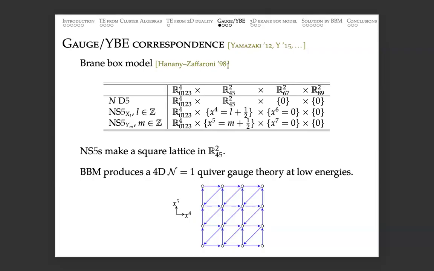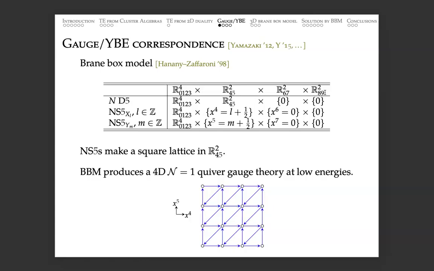Okay, I consider a 10-dimensional string theory, actually type IIB string theory, and I take the 10-dimensional space-time to be just R^10, but I divide this 10-dimensional space-time in this form: R^4, where 0, 1, 2, 3 means that the coordinates are x0, x1, x2, and x3. So you have R^4. You have R^2 in the x4, x5 directions, R^2 in the 6, 7 directions, R^2 in the 8, 9 directions.